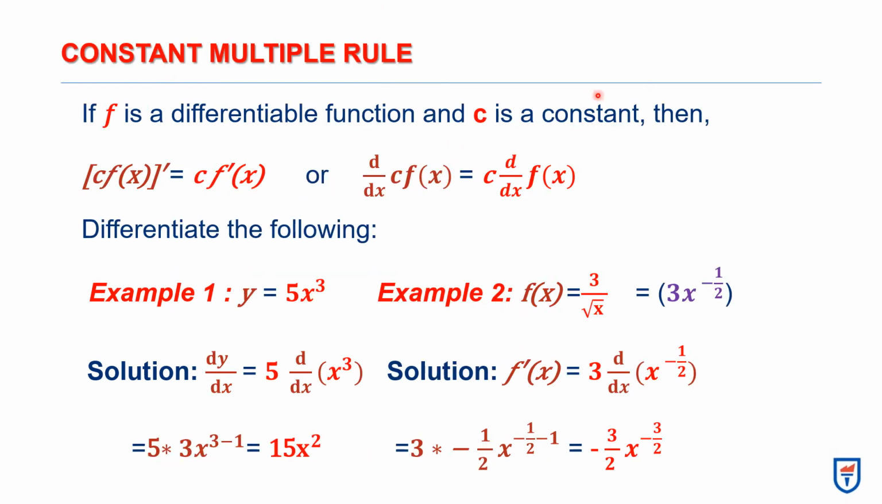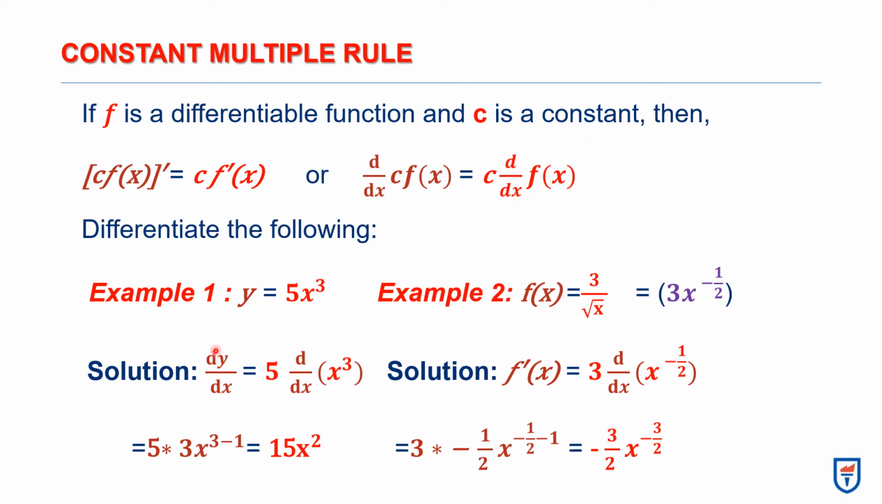Another basic differential rule is the constant multiple rule, which states that if a function f(x) is a differentiable function and c is a constant, then whenever we have a c multiplied to a function and we want the derivative of c f(x), it is the same as c times the derivative of f(x), or f bar. We can rewrite it in the notation of d/dx of c f(x) is equal to c times d/dx of f(x).